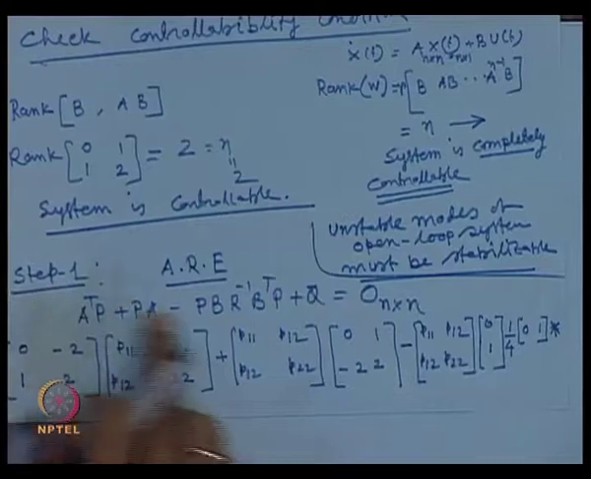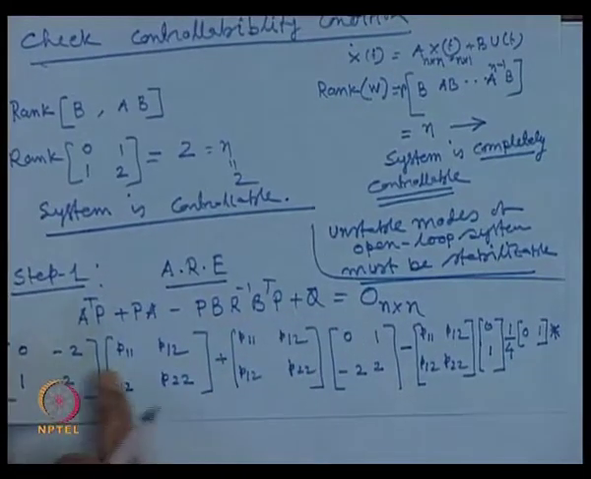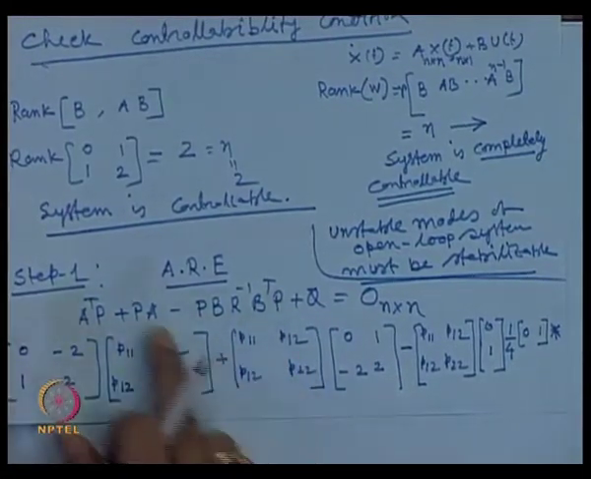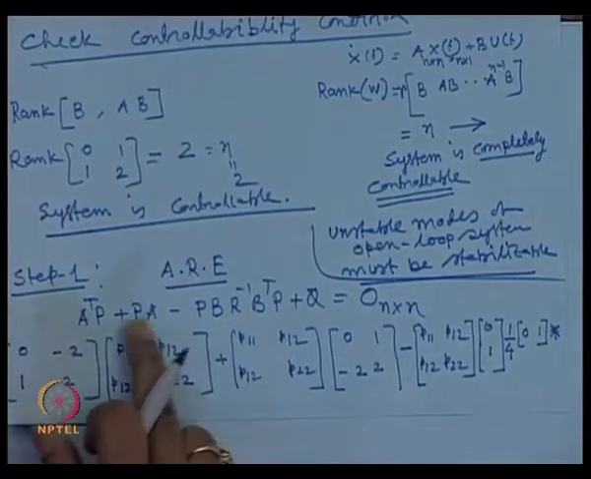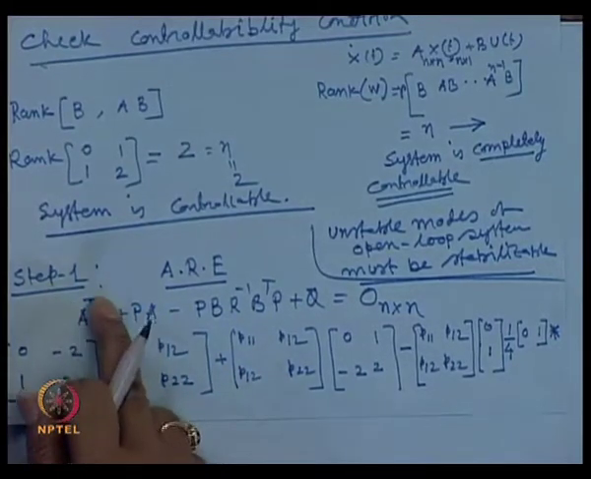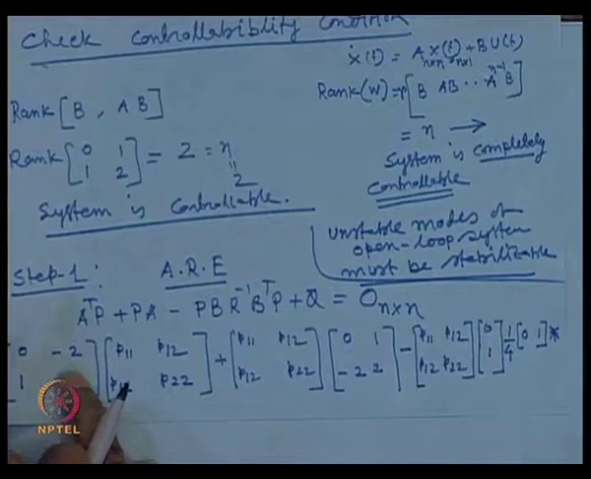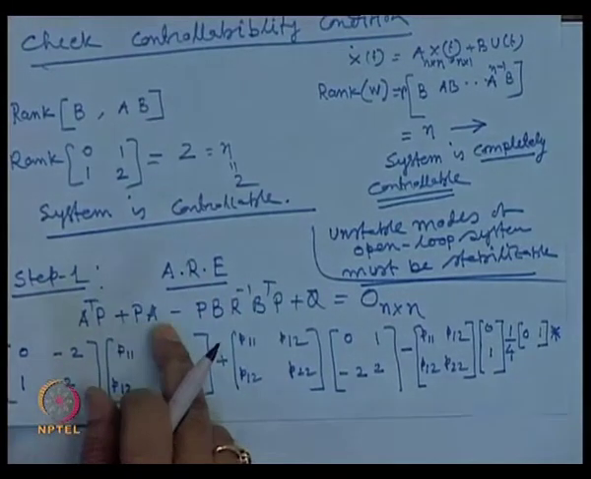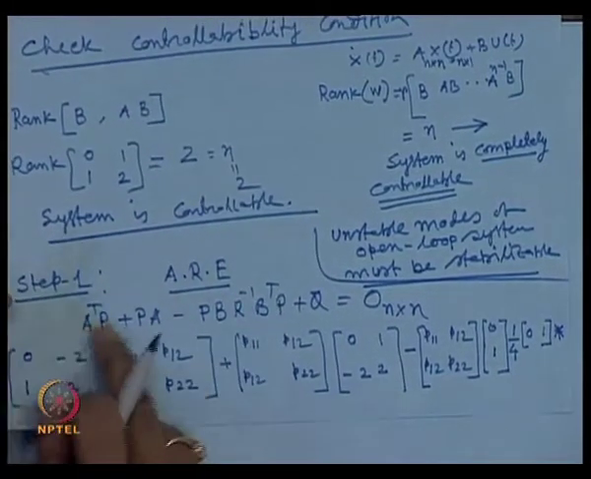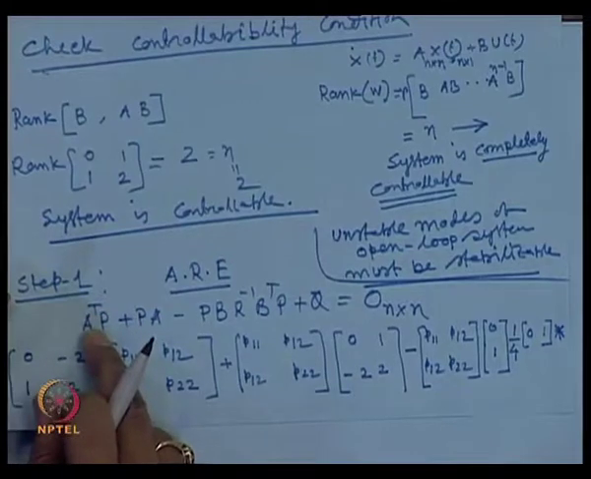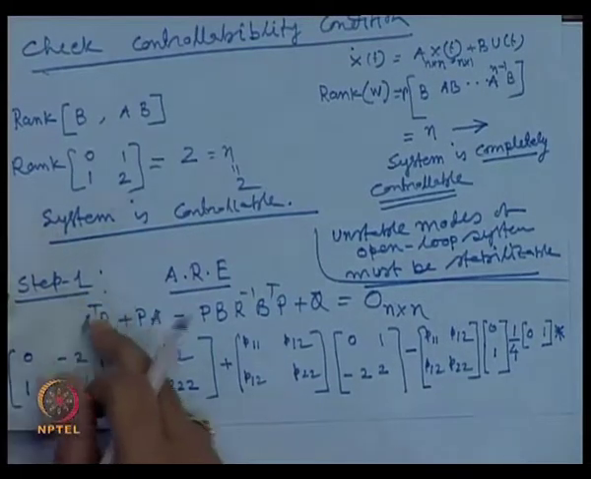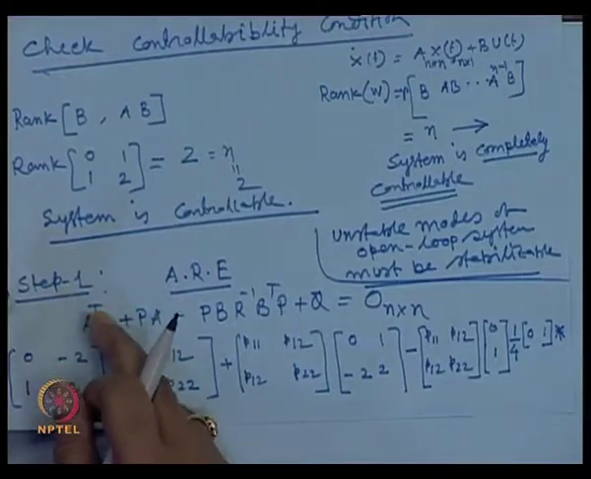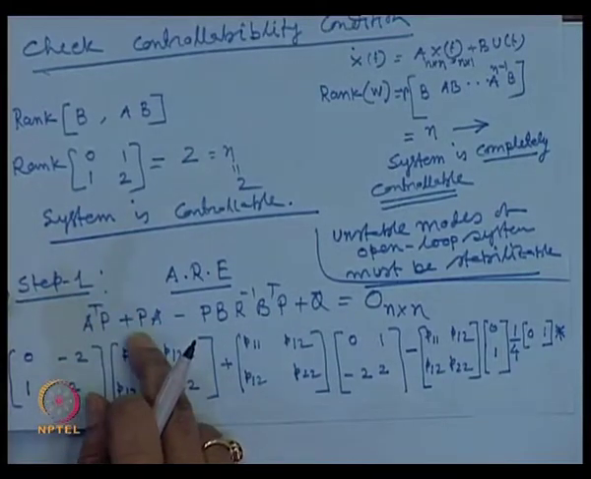Now, it is not necessary to solve P A separately. P A is nothing but the transpose of this one. Once you have the product A transpose P, take its transpose to get P A.